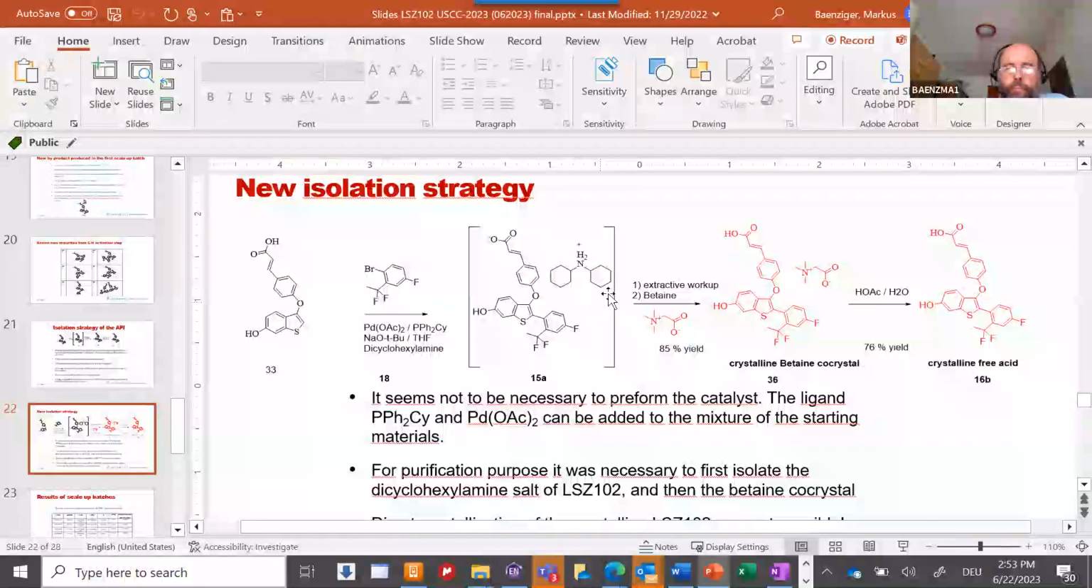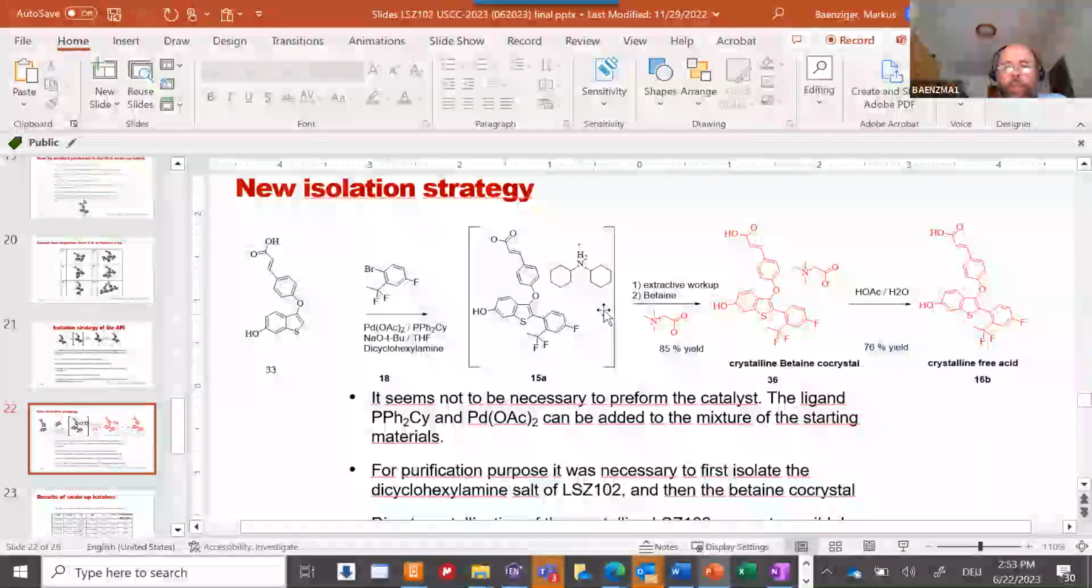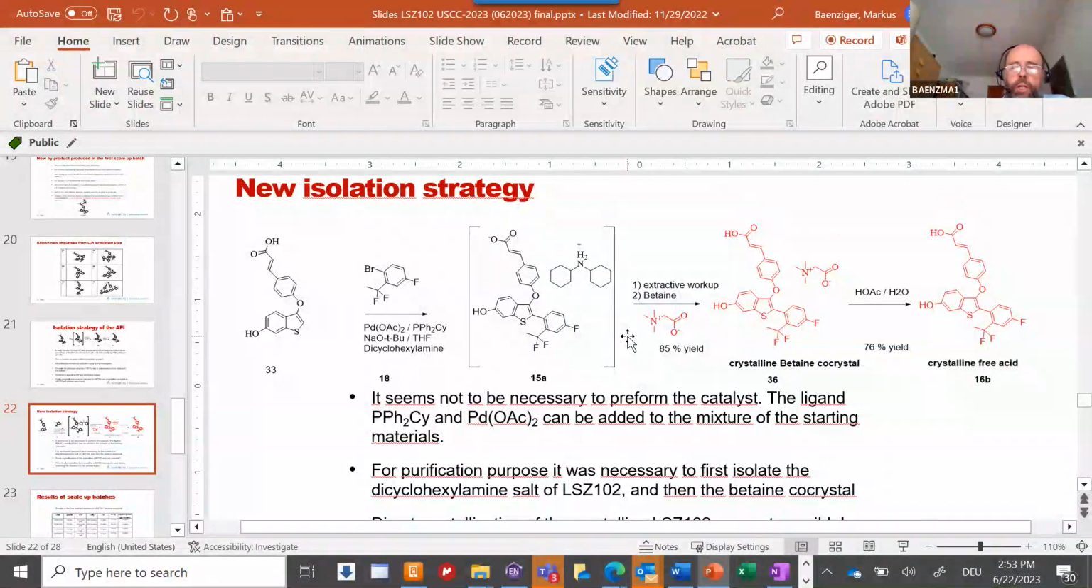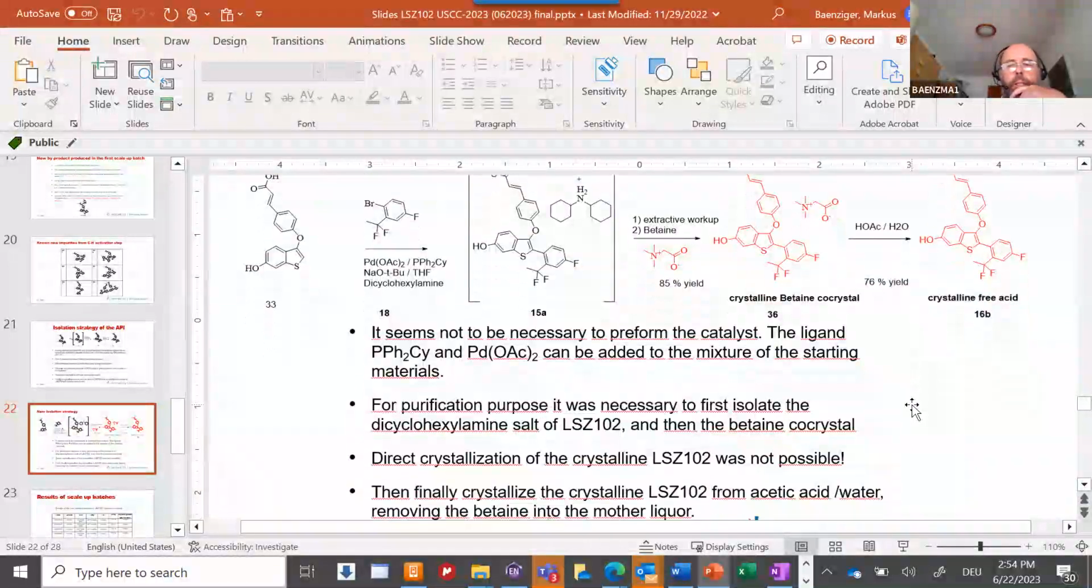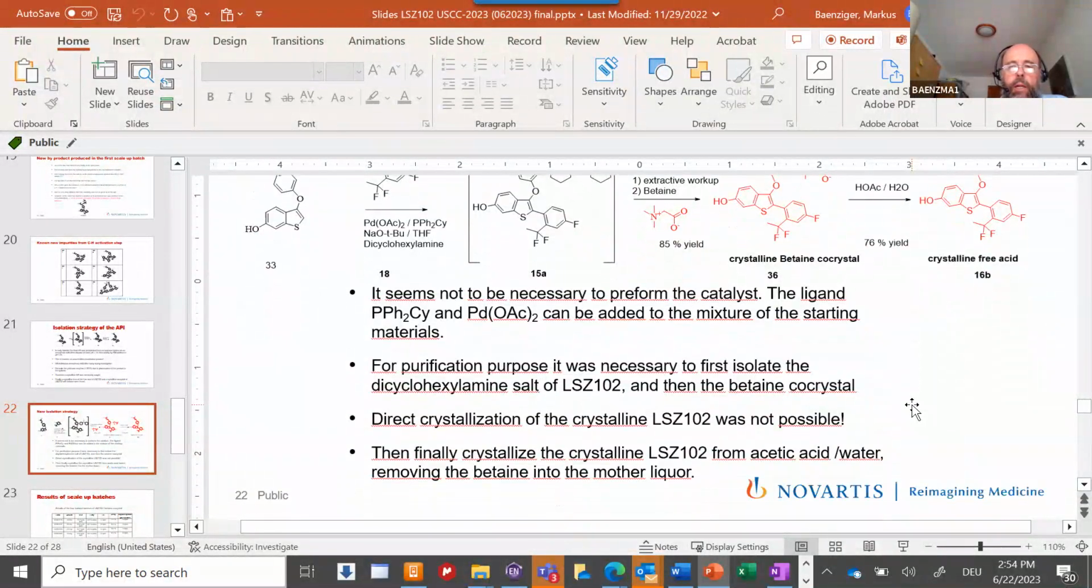And then what we did after the dicyclohexylamine isolation, we still liberated the free base, and then instead of isolation of the monosodium salt, which had a bad filtration ability, we co-crystallized this as a betaine, and this also gave a very good purification power. And then the goal was to crystallize as the free acid just in acetic acid water. Betaine goes into the mother liquor, and this worked on kilo scale pretty well.